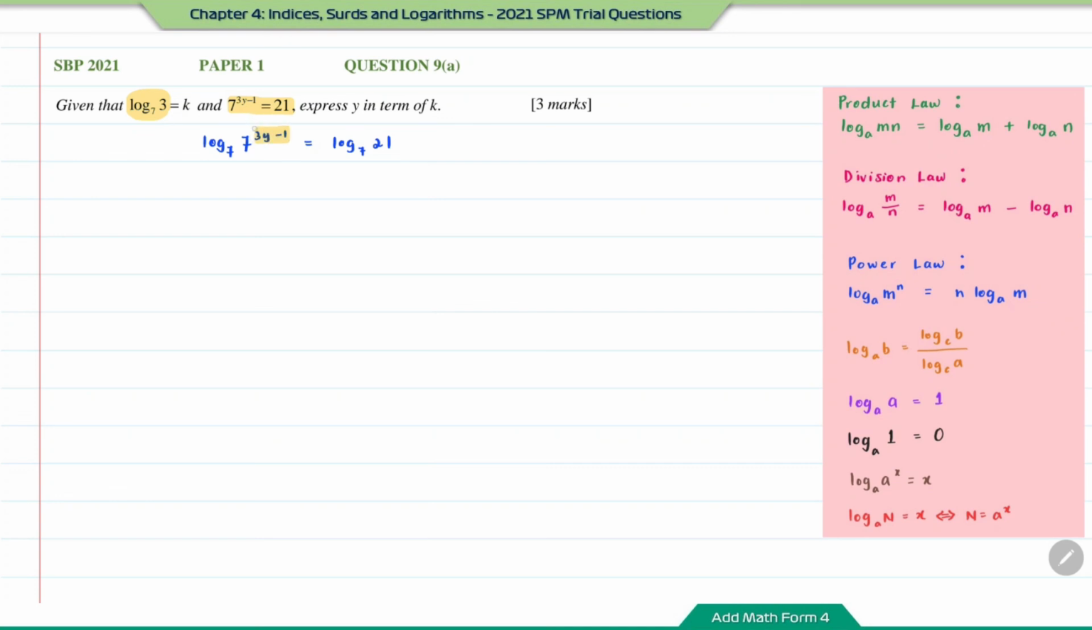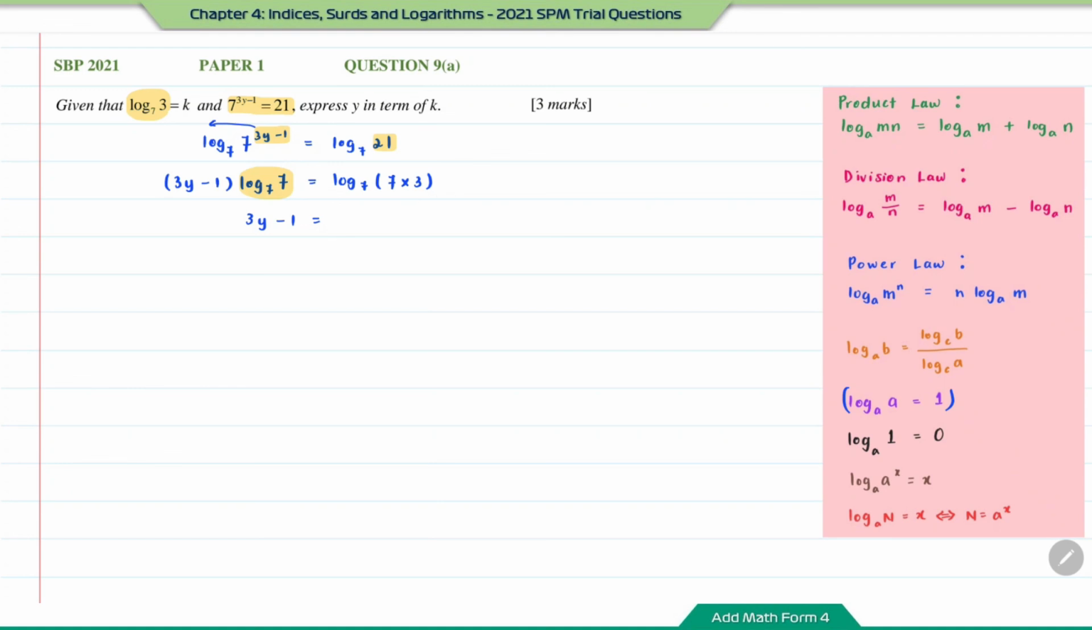So next, using the power law, I'm going to move this 3y minus 1 to the front. So it's going to be 3y minus 1 times log base 7 of 7. And then this 21, we can split as the multiplication of 7 times 3. So this log base 7 of 7 is equal to 1. So on the left hand side, you're going to get 3y minus 1.